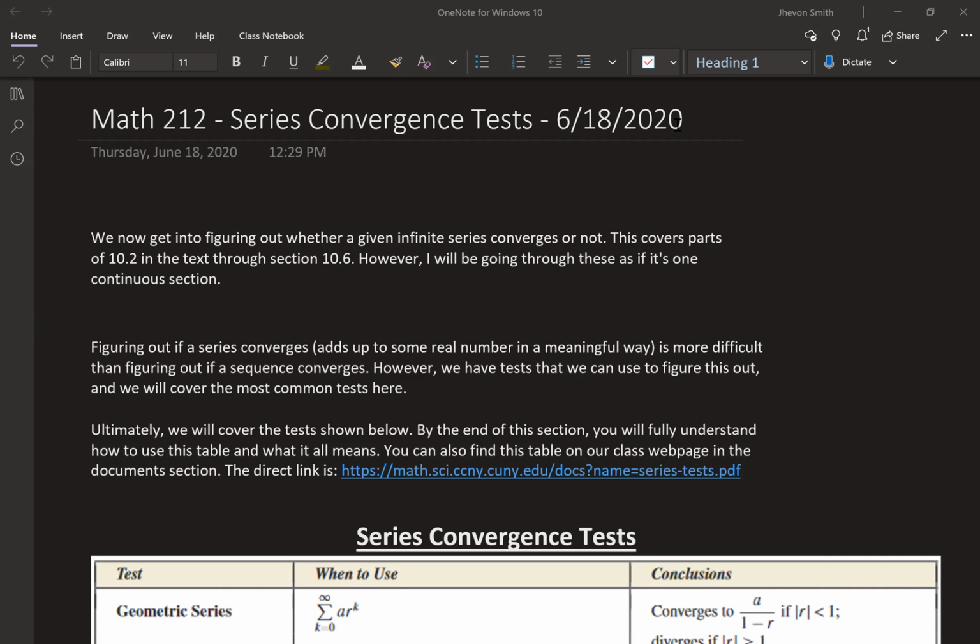Quick recap, remember a series is just the sum of the terms of a sequence. We care about infinite series, so we're adding up an infinite number of terms. Every so often, this infinite sum seems to add up to something that is meaningful. It adds up to a real number in a meaningful way, and we want to determine when this will happen. That's going to be very important.